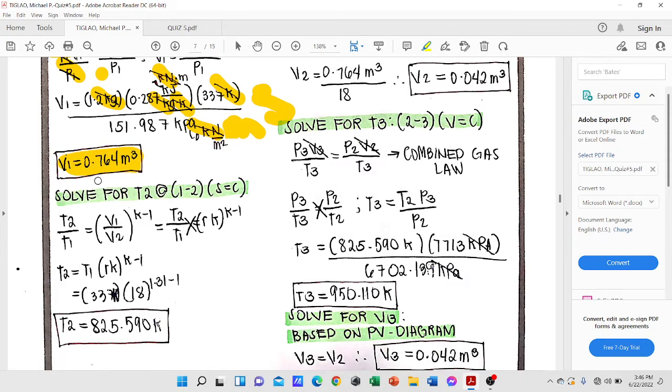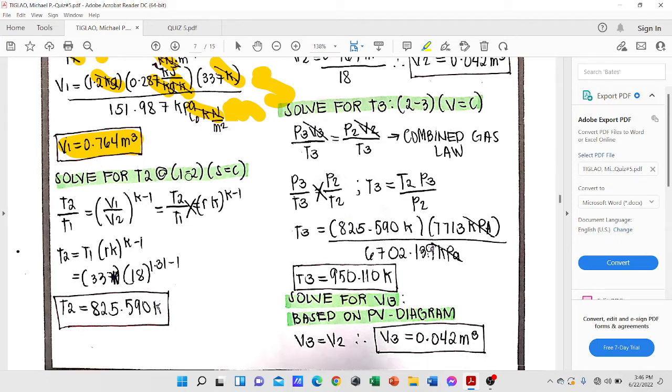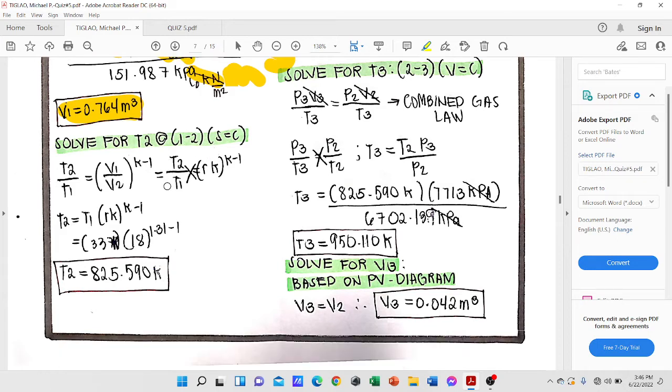Let's find temperature 2. For temperature 2, from point 1 to 2, the process is isentropic, so entropy is constant. For temperature 2, the formula I used is the T-V relation. T2 over T1 equals V1 over V2 raised to k minus 1. We know that V1 over V2 is equal to Rk. So our initial formula is T2 over T1 equals Rk raised to k minus 1.